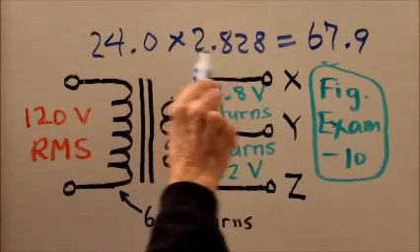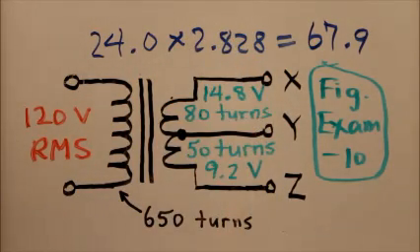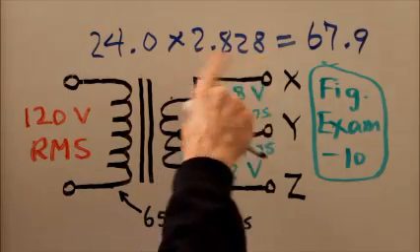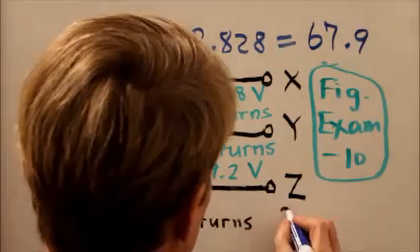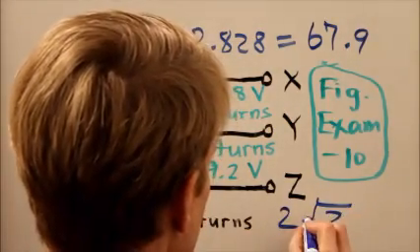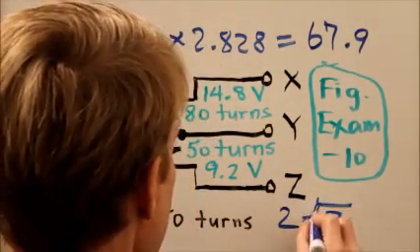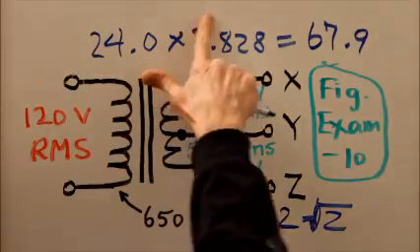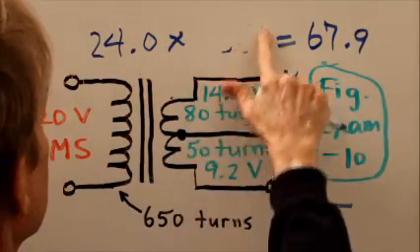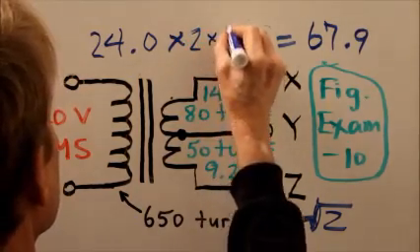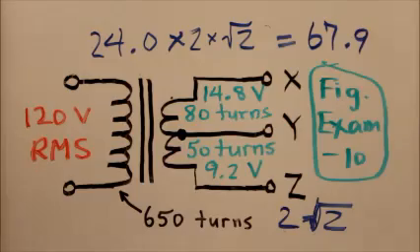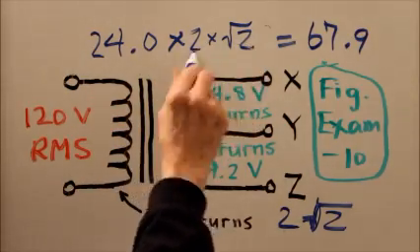The number 2.828, in case you're curious where that comes from, that is actually 4 significant digits representing 2 times the square root of 2. So if you want an exact value here, you would use that, and you would consider these numbers exact.